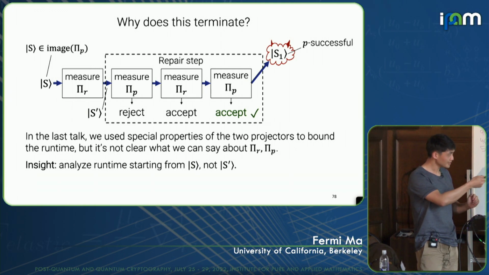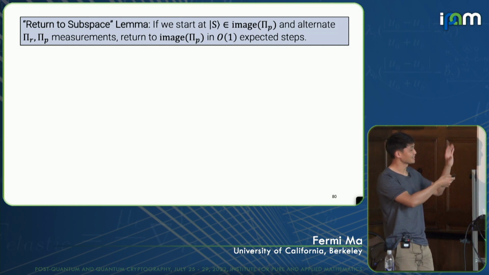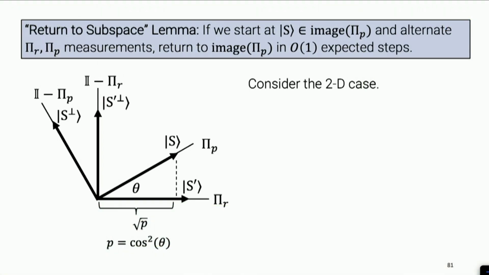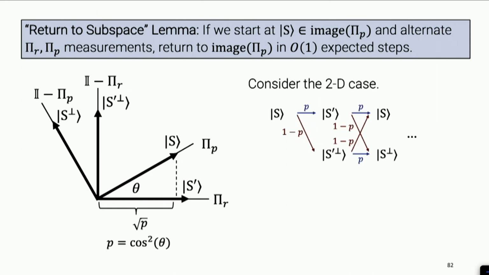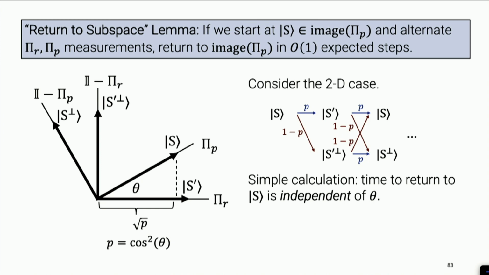So I think it's a little hard to believe, so let's look at our favorite example, which is the 2D case. In the two-dimensional case, look at pi p and pi r. Here's the state I have before I query the adversary. I'm here at S. And I claim that if you alternate these measurements back and forth, there's two cases to think about. When that first measurement happens, I either go here to S prime, or I go here to S prime perp. Intuitively, if I'm very far away from S, it's going to take me a long time to get back. If theta is very small, then S prime perp is very close to orthogonal to S, and so it should take me a long time to get back to S. Correspondingly, if I'm at S prime, I'd get back to S pretty quickly.